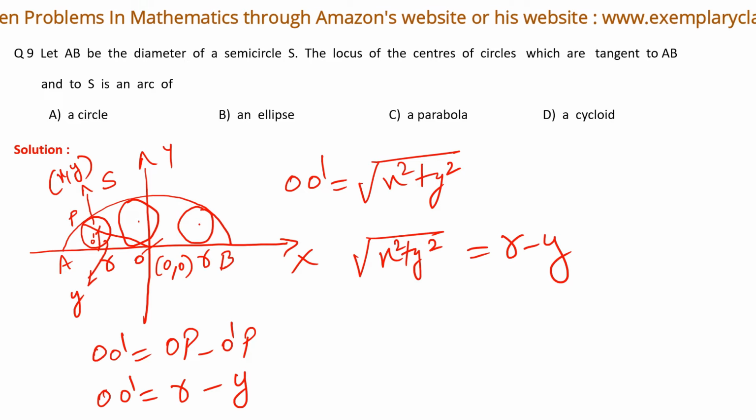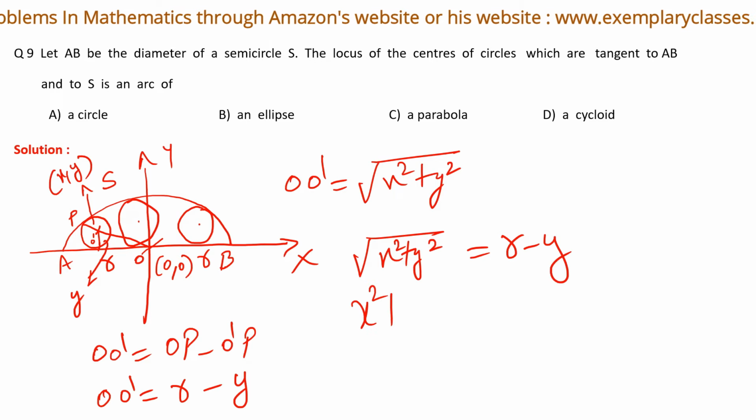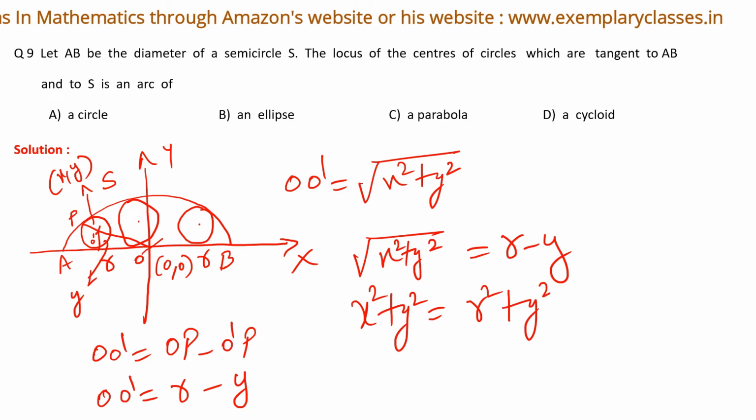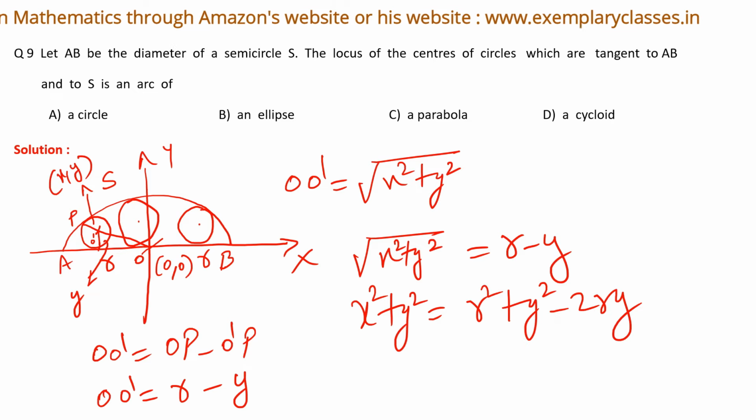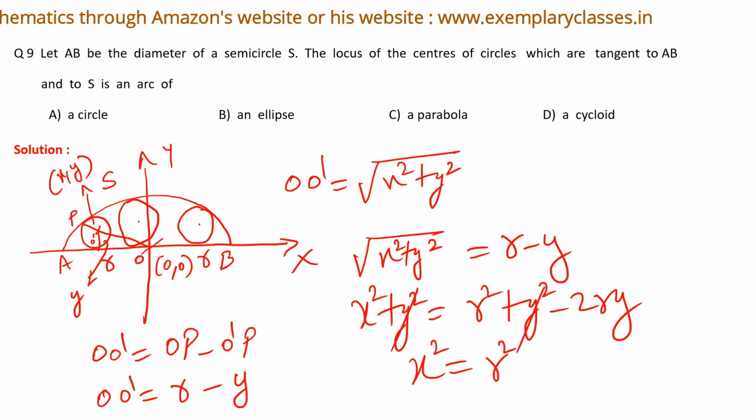I get square root of x square plus y square is equal to r minus y. If I square both sides now, I am going to get x square plus y square equal to r square plus y square minus 2ry. Now clearly, if I cancel y square on both the sides, I am going to get x square equal to r square minus 2ry.